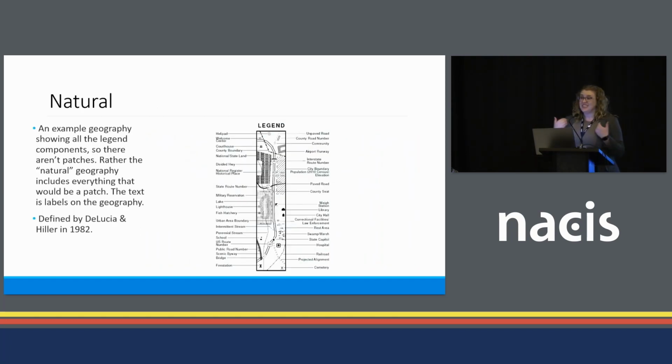The next one I actually didn't name. This was defined by DeLucia and Hiller in 1982. It's called a natural legend. And this is where you essentially make up your own geography with all the symbols on it in your map, and then you label those symbols. And it is easy to read, it's intuitive, it's beautiful, and it's incredibly time-consuming. So there aren't a lot of these, but you know what? If you really want to make another map, this is a great option. Have fun. They're really beautiful.